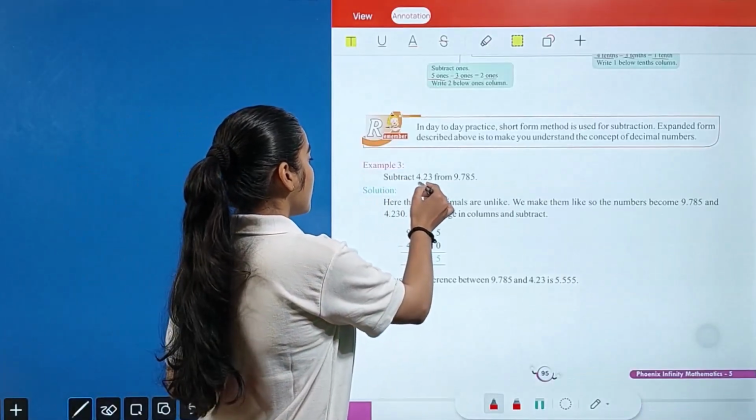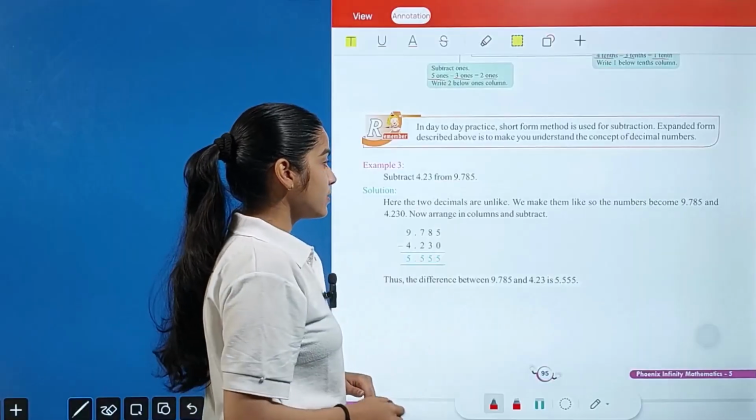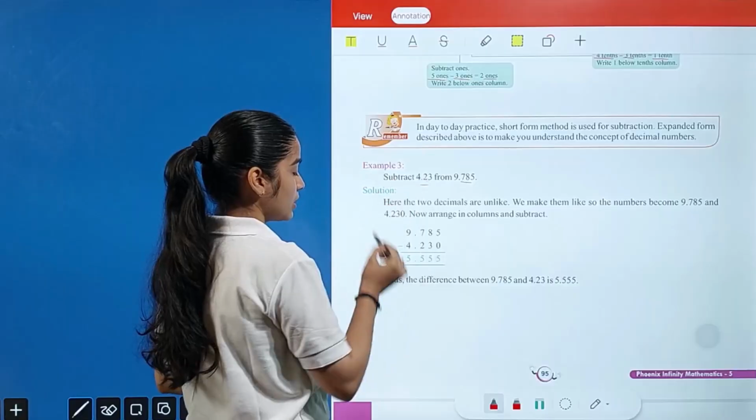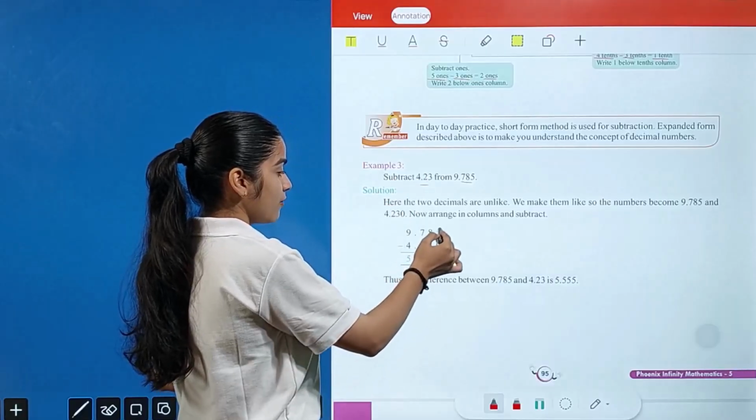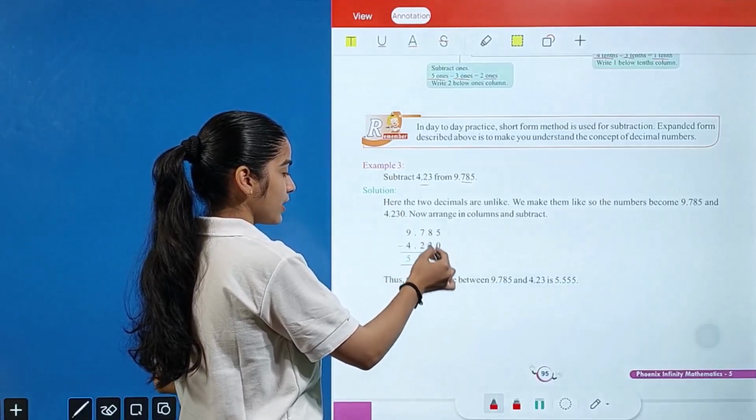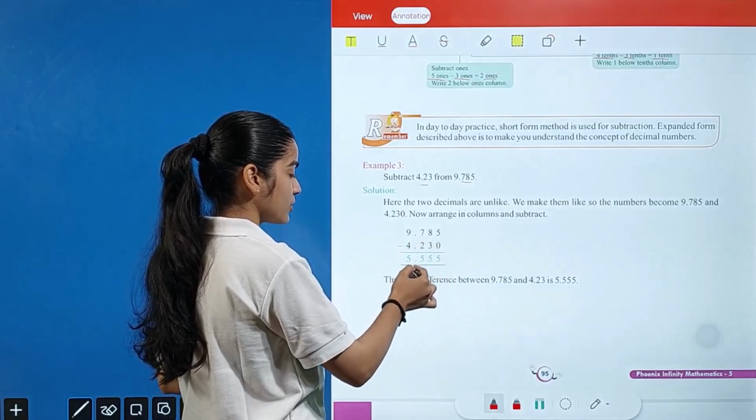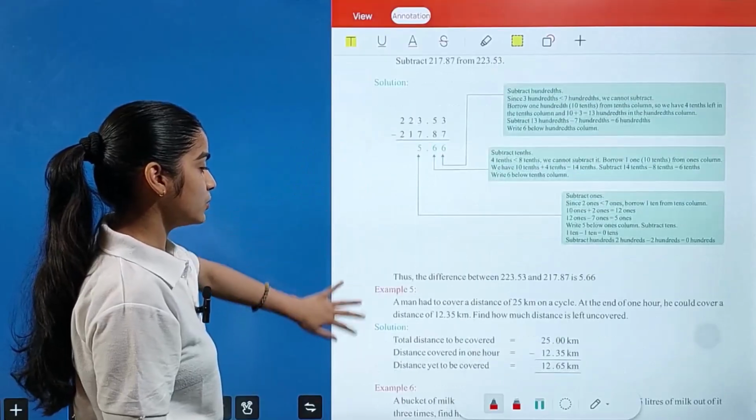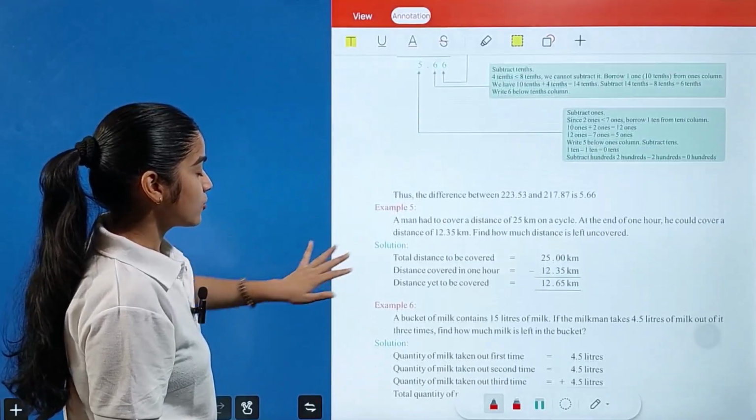Now subtract 4.23 from 9.875. So what we notice here, these are not like fractions. So first we have to convert this. So we have to add a 0 here. 5 minus 0 is 5, 8 minus 3 is 5, 7 minus 2 is 5, 9 minus 4 is 5. So this is your final answer. Now we move forward to our next example.